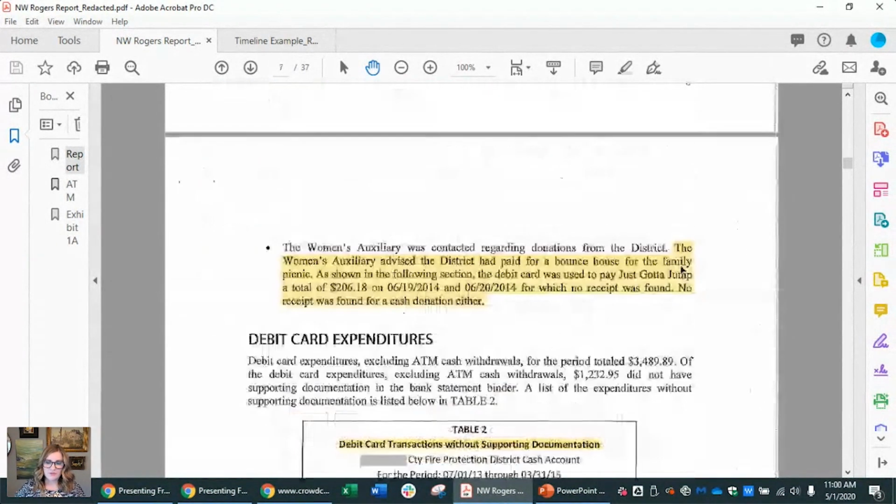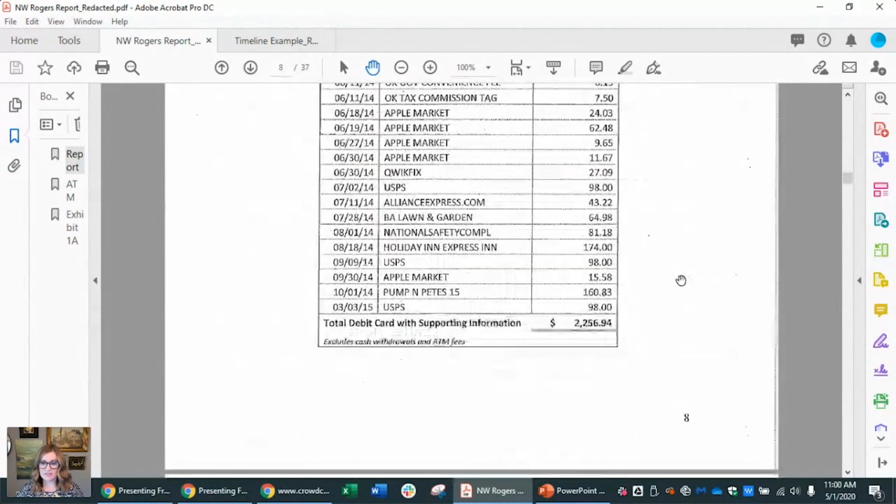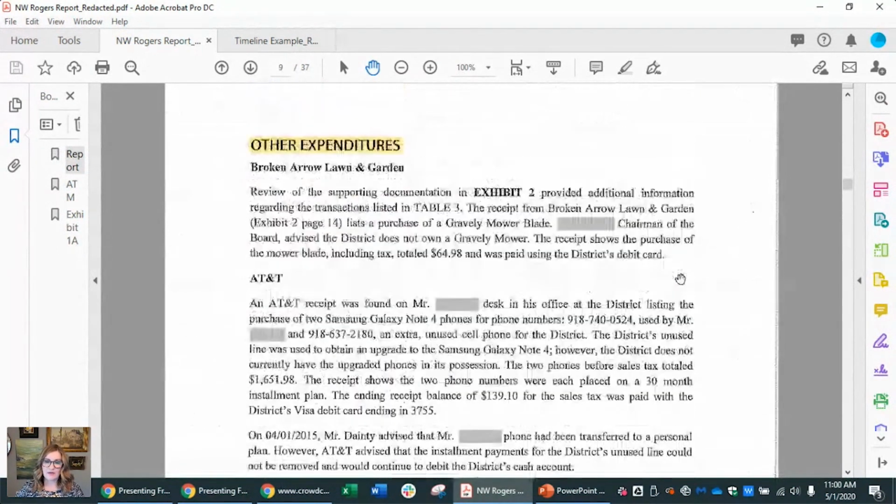The other thing is that then we grouped it by debit card expenditures, and we had debit card expenditures with supporting documentation and without supporting documentation. And then we also had other expenditures. Sometimes you just have some strange things that you think are important that contribute to the loss, and I just put those in another section.